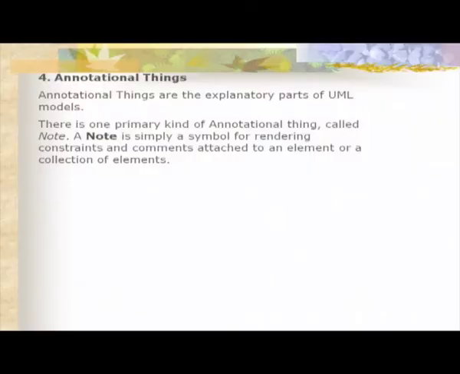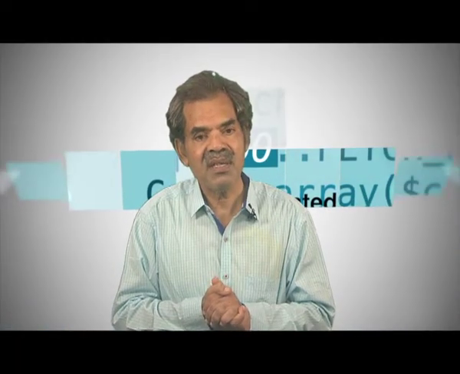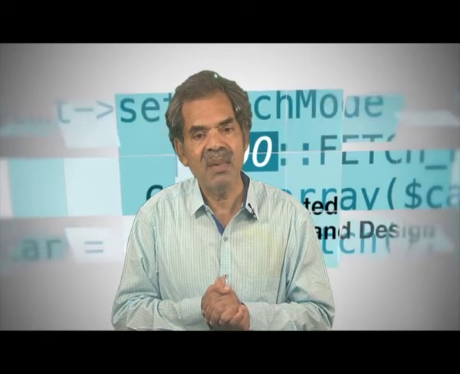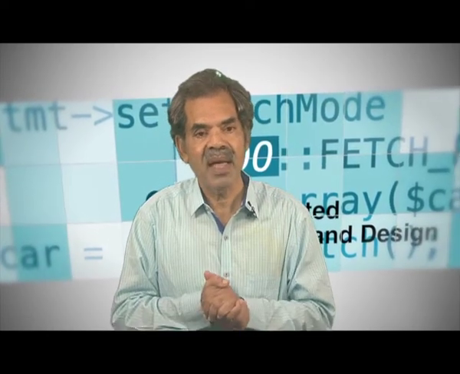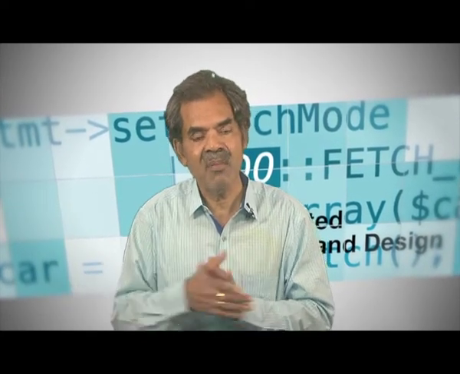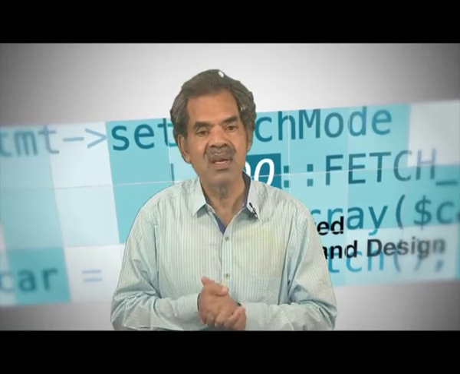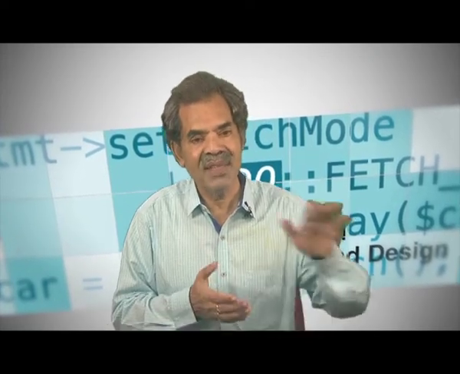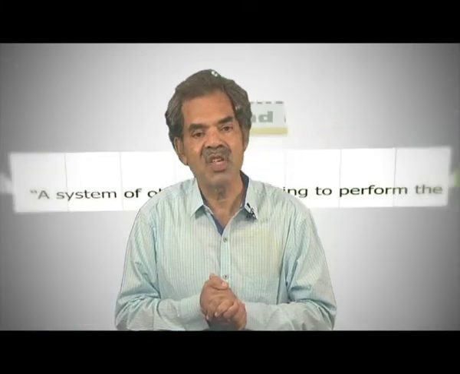Annotational things are the explanatory parts of UML models. Now, this is just about a completion of UML, all 4 things. Today, if we talk about packages, even though Ada was the first language that wanted to implement packages in a very big way, and C++ tried, it got bogged down with inheritance, componentization and reuse. The idea of package, which is what I described, found maximum implementation in Java.